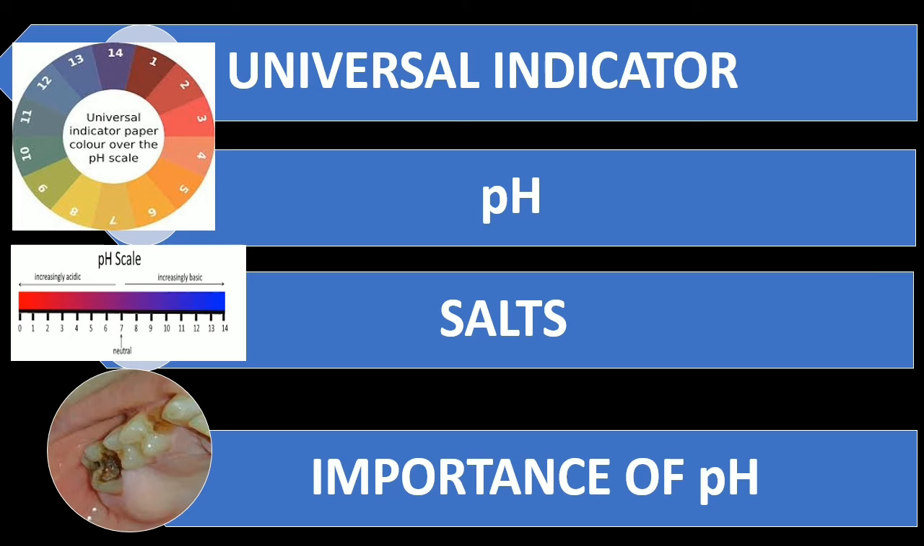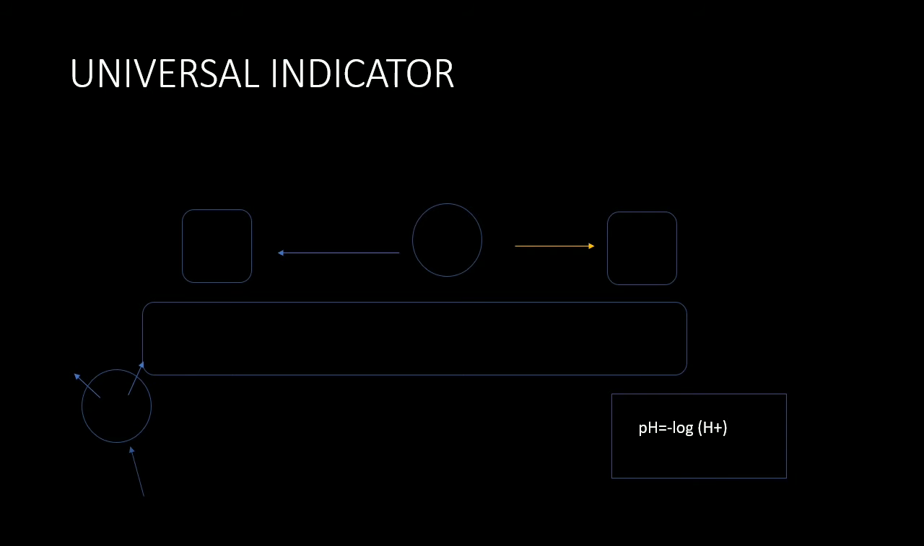And in order to understand the importance of pH, first we will study the neutralization reaction in which the product is salts. We will start with the universal indicator, the last indicator that we have to study. This is completely different from the previous indicators. It has an advantage over those indicators, and it is commonly used in our laboratory. Why? We'll get the answer.